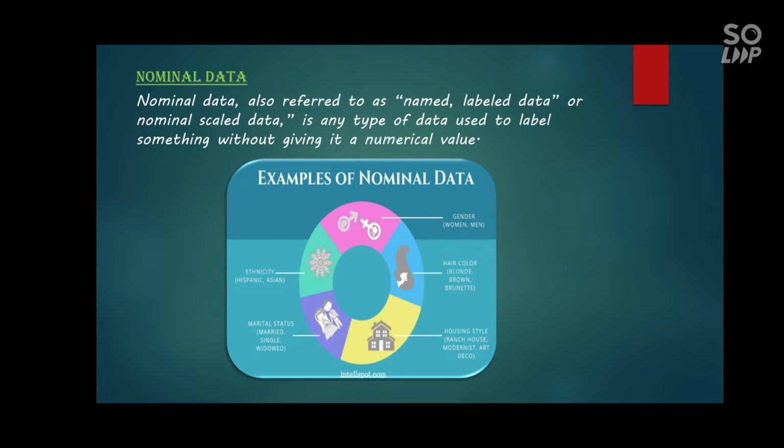Nominal data. Nominal data, also referred to as named, labeled data or nominal scaled data, is any type of data used to label something without giving it a numerical value. Here is a pie chart of examples which will be easier to understand.